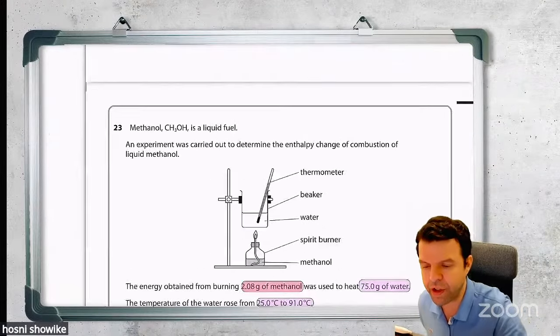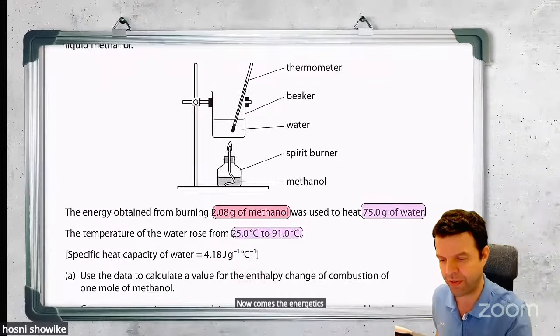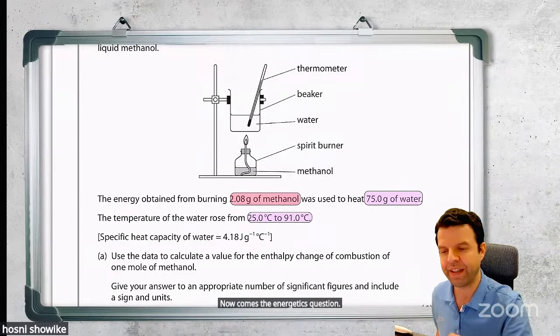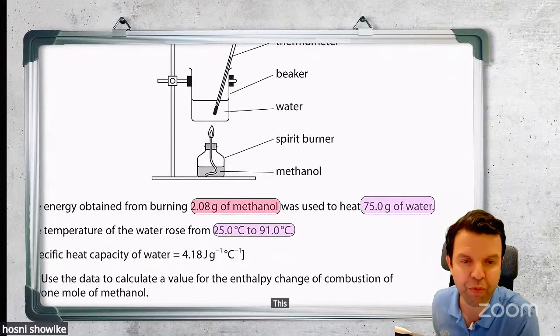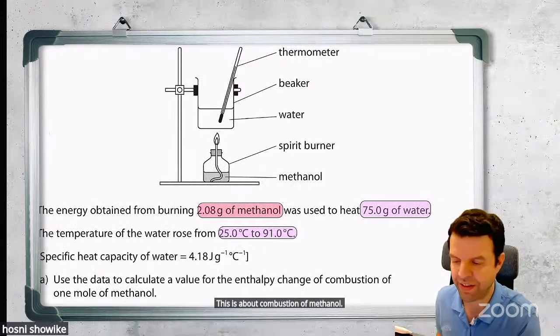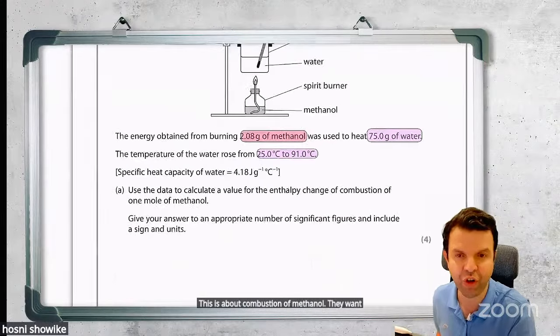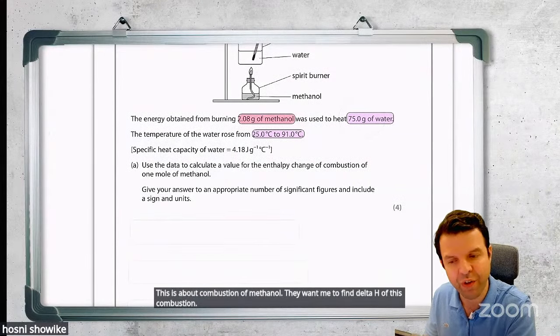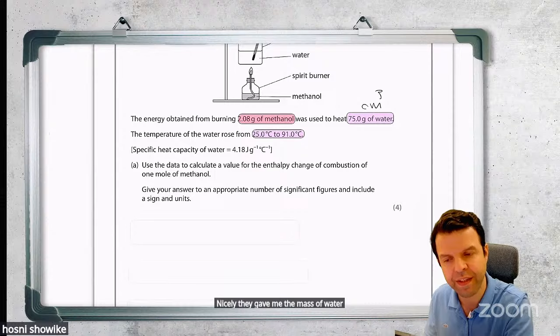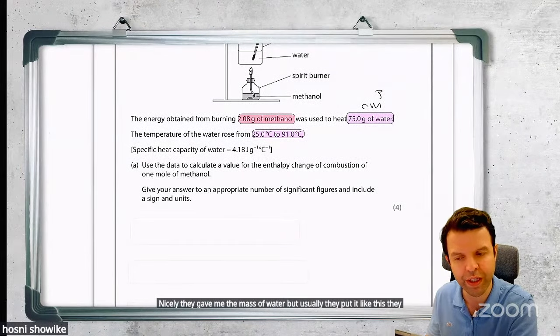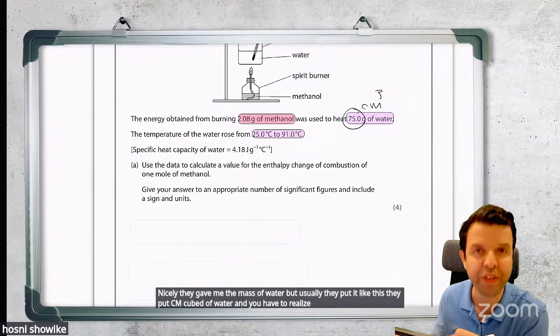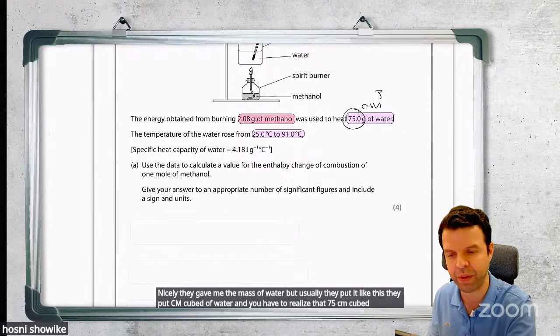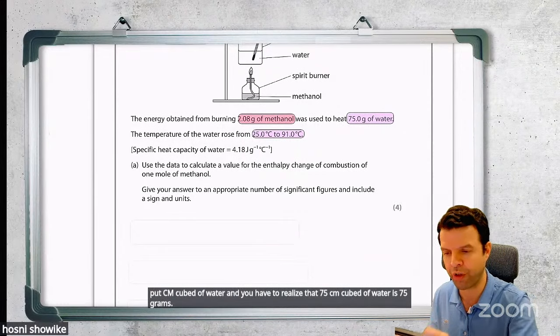Now comes the energetics question. And what's this about? This is about combustion of methanol. They want me to find delta H of this combustion. Nicely, they gave me the mass of water, but usually they put it like this. They put cm cubed of water, and you have to realize that 75 cm cubed of water is 75 grams. But this time it is more straightforward.